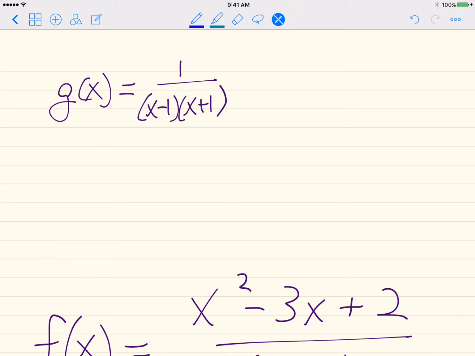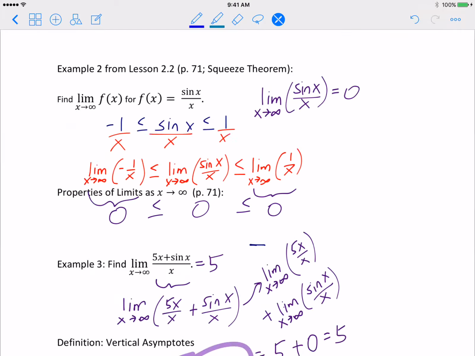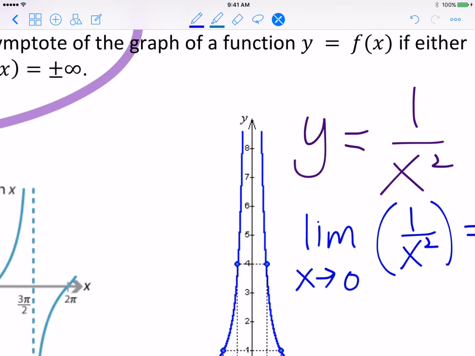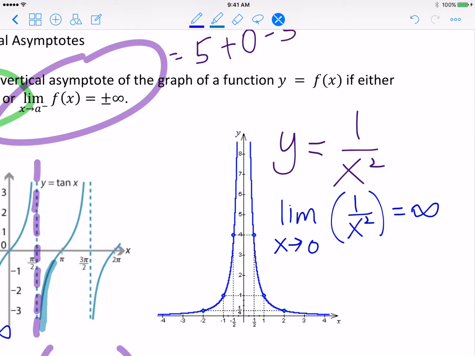Algebraically speaking, how do you find your vertical asymptotes? I'll give you a simple example. Let's go to 1 over x squared again. Think about what x value would make that whole function undefined. Your x value would have to be 0. When x equals 0, this whole thing will be undefined, regardless of what the y value is.